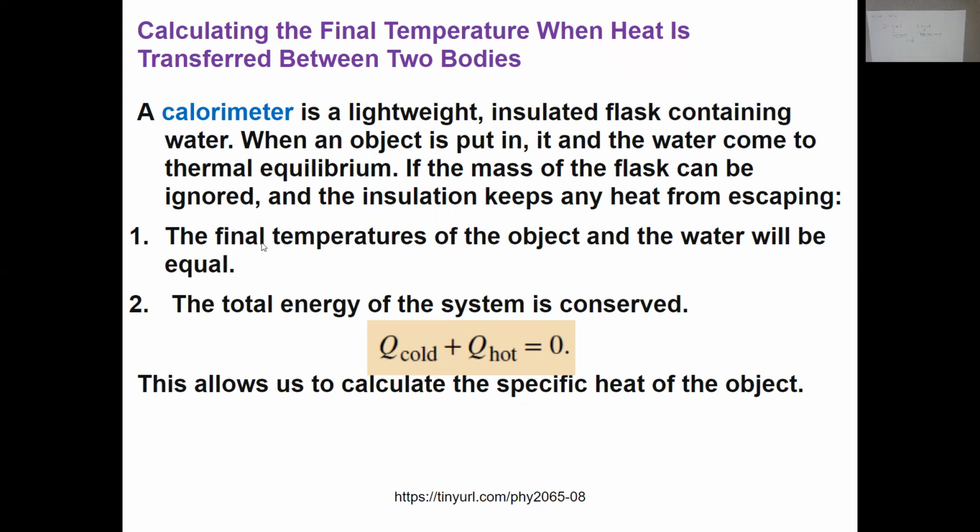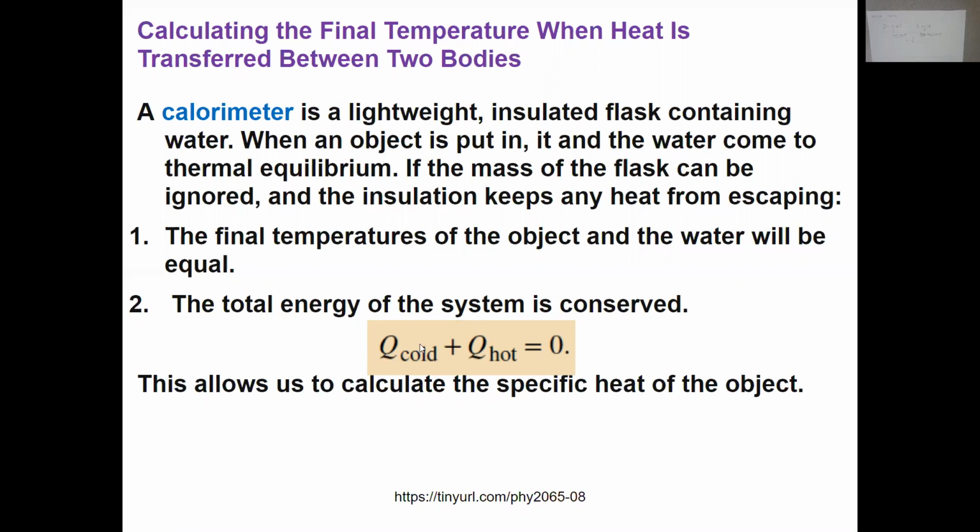But basically, two assumptions here. We are going to assume that some time later, the final temperatures of the object and the water are equal to each other, so the two reach thermal equilibrium. The second condition is that the total energy of the system is conserved. That means the heat is just being exchanged between the object and the water, not to the surroundings.